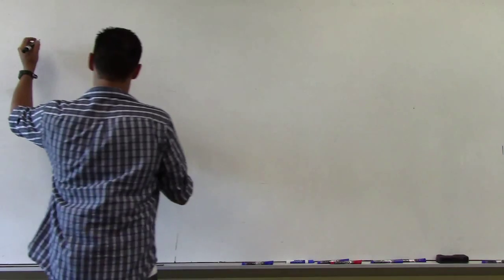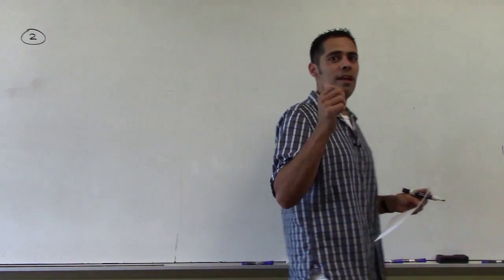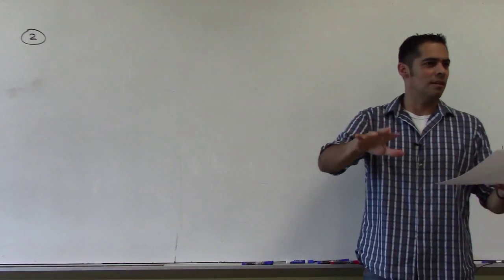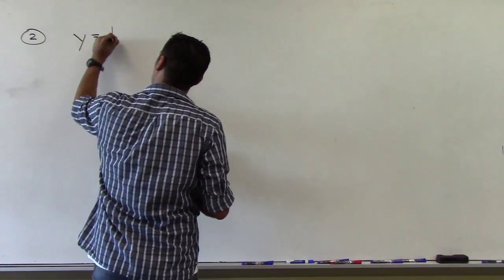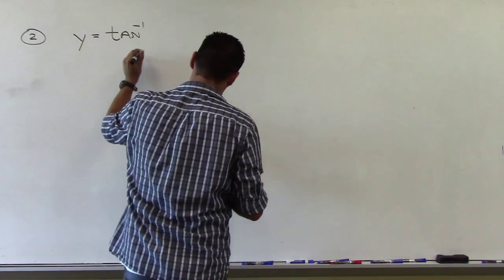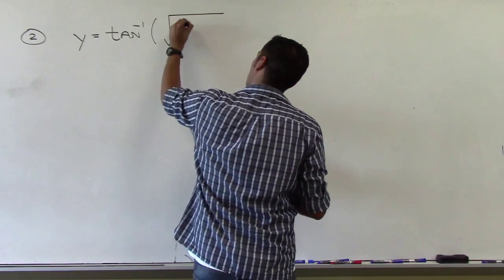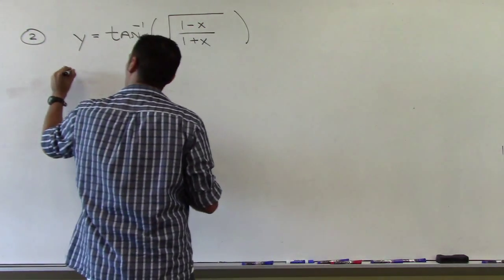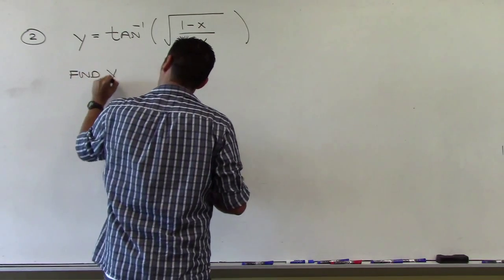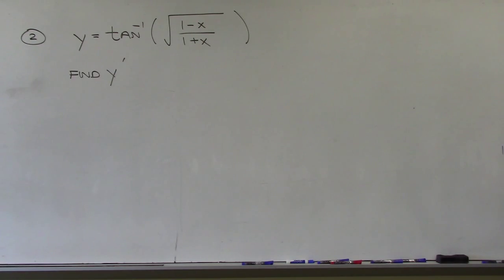Here's one. I'm going to put number 2 only because, again, my internet students, when they do their homework, that's going to be number 2 for them, but that doesn't relate to you. All right, so they're given y equals arctan of the square root of 1 minus x over 1 plus x, and they're asked to find y prime. So this is just chain rule. That's all this is. So let's see how this works out.